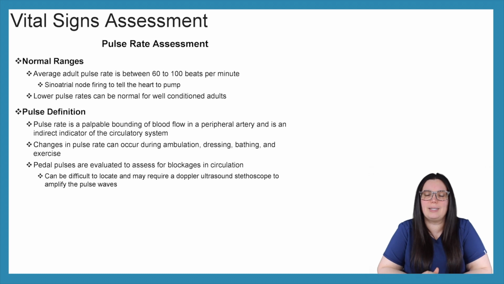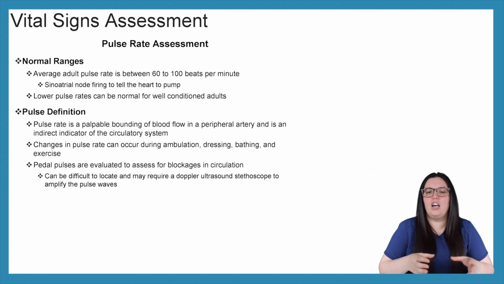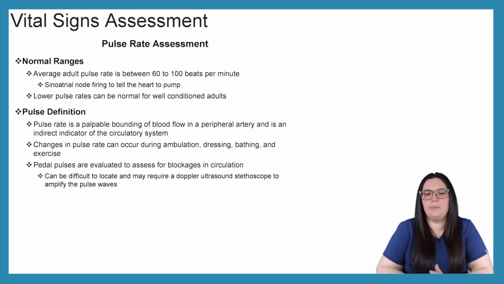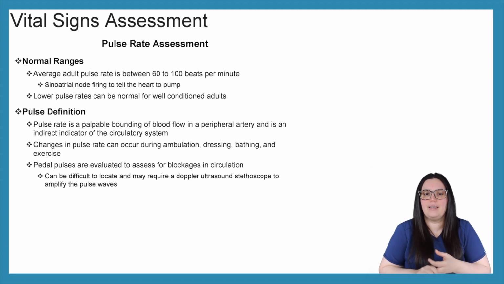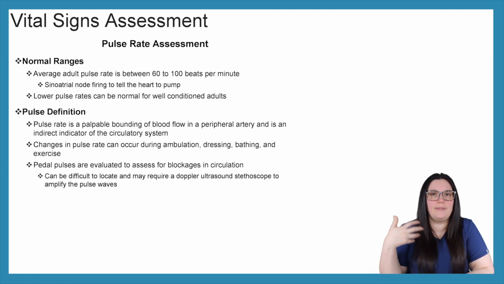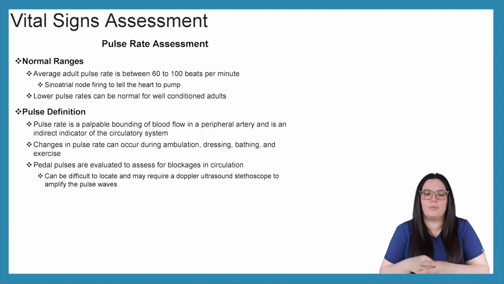Now, when it comes to the pulse definition, a pulse rate is a palpable bounding of blood flow in the peripheral artery and is an indirect indicator of the circulatory system. Changes in pulse rate can occur during ambulation, dressing, bathing, and exercise. Pedal pulses are evaluated to assess for blockages in circulation. This can be difficult to locate and may require a Doppler ultrasound stethoscope to amplify the pulse waves so that you can hear if those pulses are present.